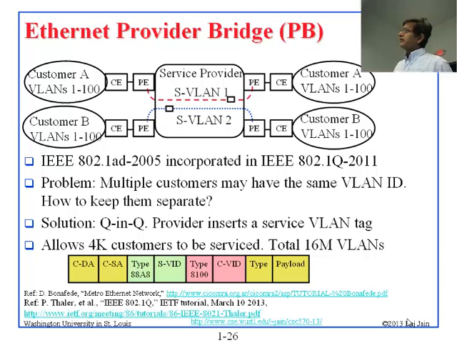The first main problem that you run into is that if you have multiple customers, they are going to use the same VLAN numbers. I may have VLAN number 100, you may have VLAN number 100. Now when we try to route the packets, we don't know whose 100 it is.